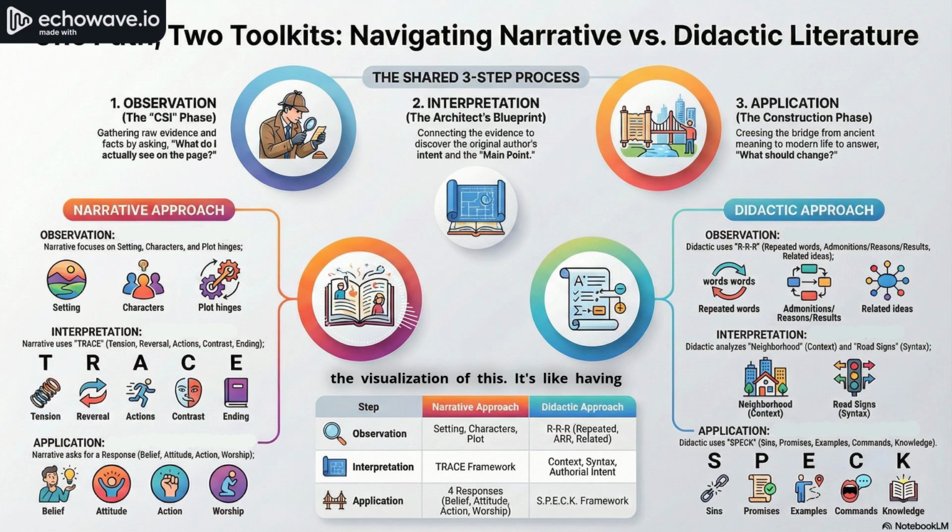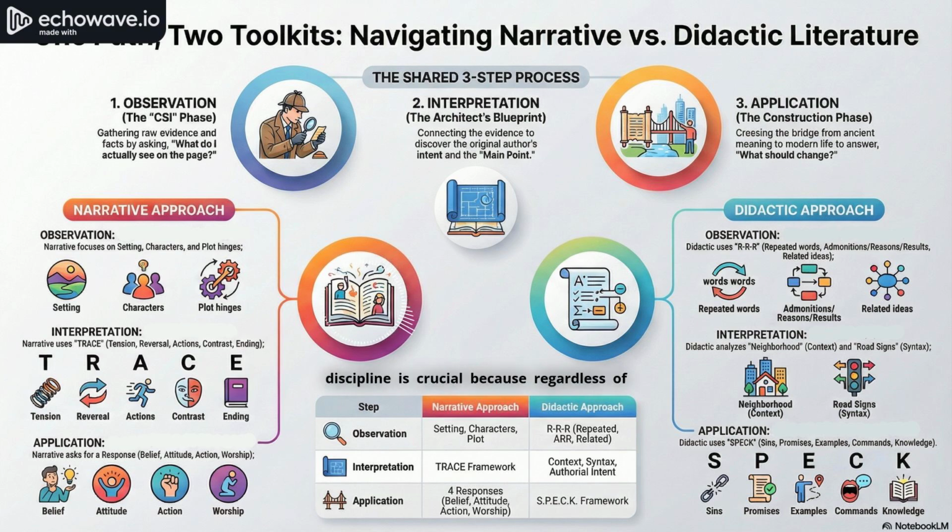I love the visualization of this. It's like having one master blueprint for building a house. That blueprint is our 3 steps: observe, interpret, apply. But if you are building a log cabin, which represents our narrative, you use a chainsaw to cut the broad strokes. Right. And if you are building a brick house, our didactic text, you use a trowel to carefully lay down the syntax brick by brick. It is the exact same 3-step architecture, but you must use vastly different tools for vastly different materials.